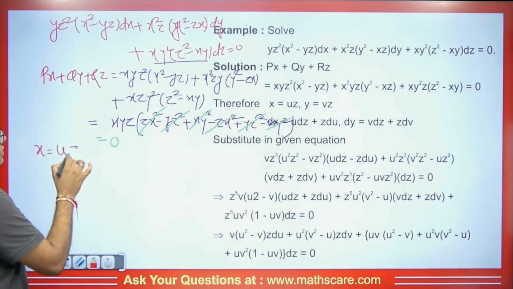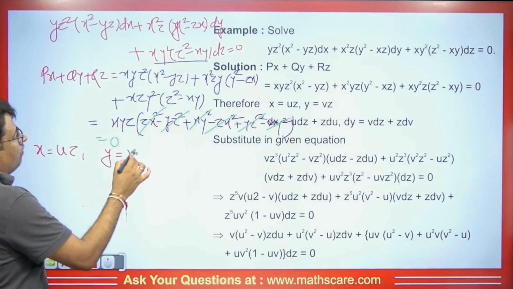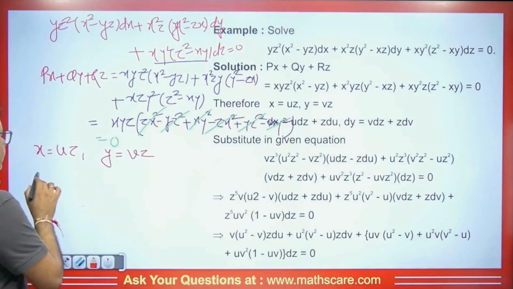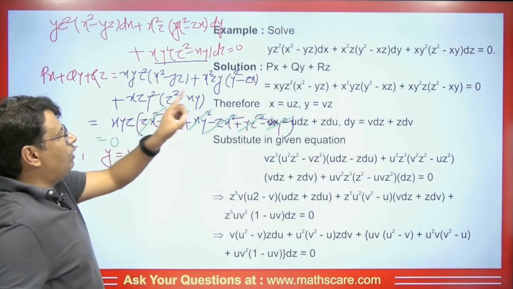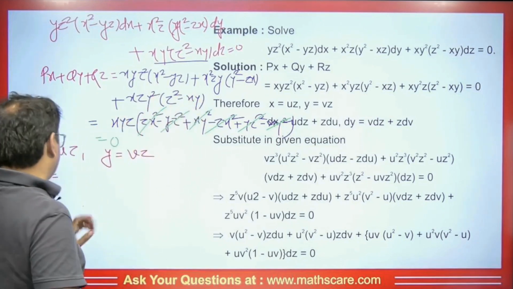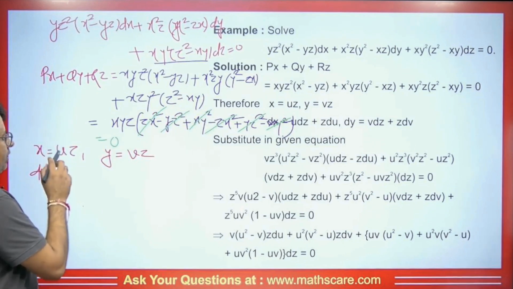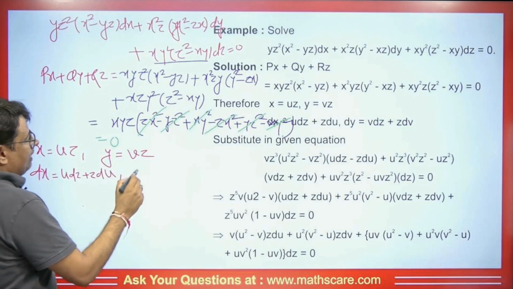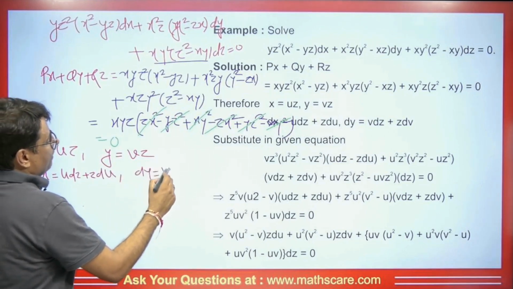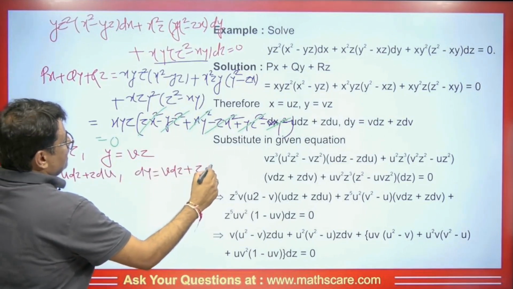In that case, we assume x is equal to uz and then y is equal to vz, right, students? It means we need to substitute these values for x and y in place of dx. And in place of dy, we will put these values. So what will be the value of dx? It will be u dz plus z du, and the value of dy, which we will get here, will be v dz plus z dv.